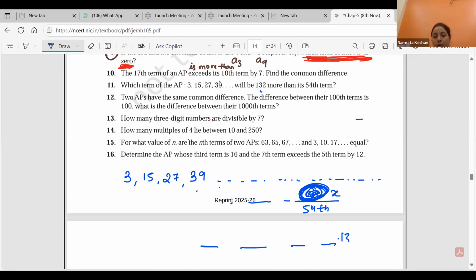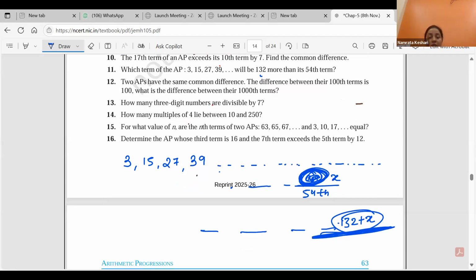Which term is 132 more than its 54th term? Is that the 100th term? Is that the 200th term? Is that the 60th term? Is that the 70th term? Which term is exactly 132 more than the 54th term? Making sense? Yes, ma'am. What is n over here? What is the placement of that term which is 132 more than the 54th term?